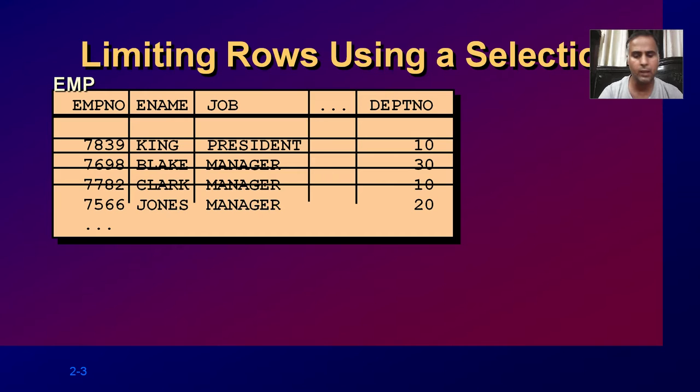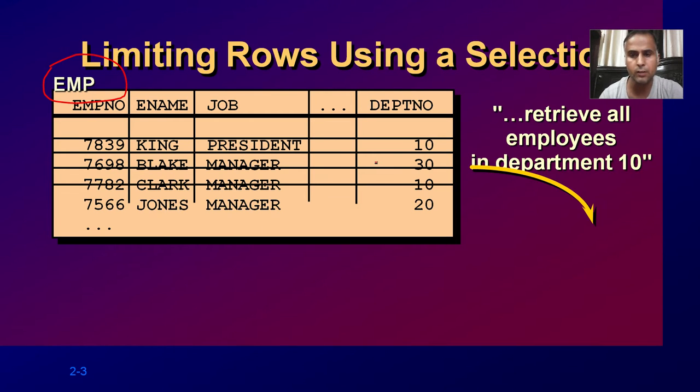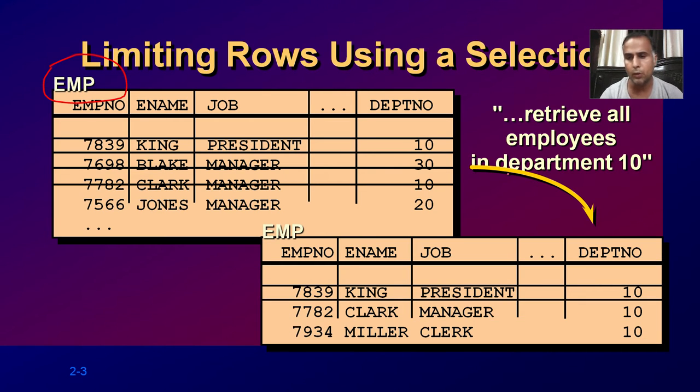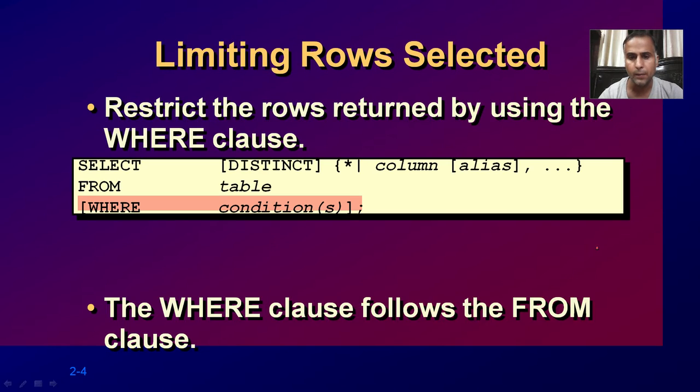Here we have given a table EMP. It contains a number of rows and columns. Suppose I want particular rows and columns based on some conditions. Suppose I want to display only the department 10 data, or we can say the department 10 employees. We can get the result in this way: only the department 10 records will be displayed.